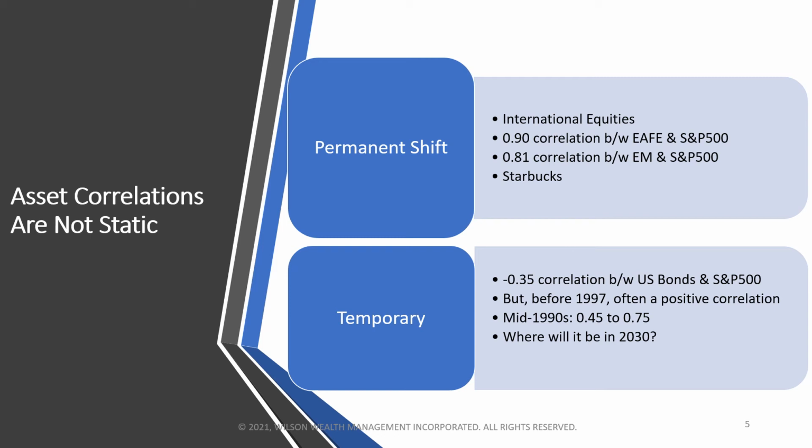So your diversification benefit of combining bonds with equities, yeah, there was some, but 0.75 is quite high. What's changed on a permanent basis to say that negative 0.35 is the way of the world going forward? Where will it be in 2030, 2040?